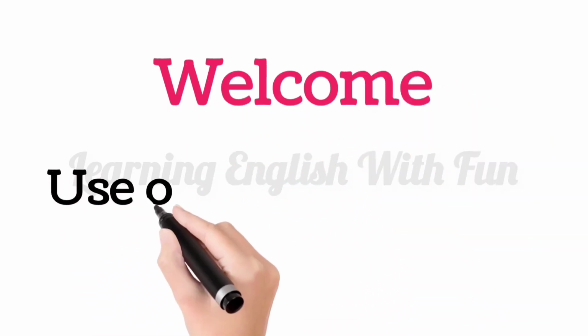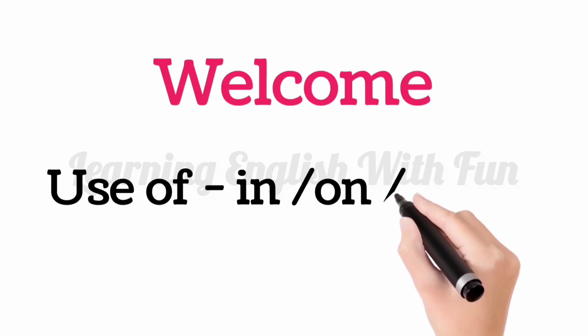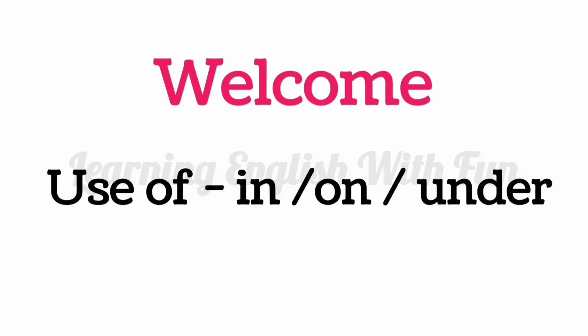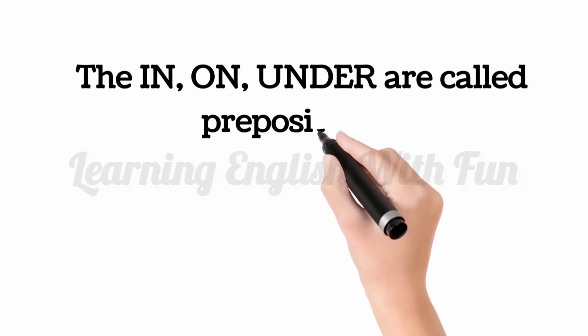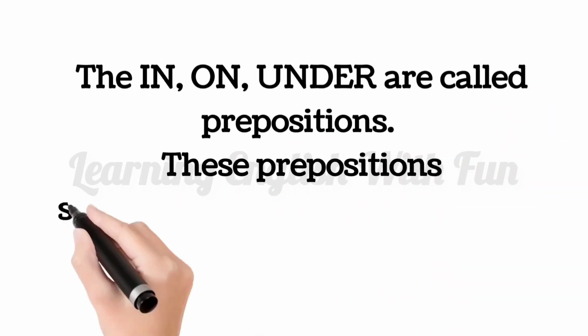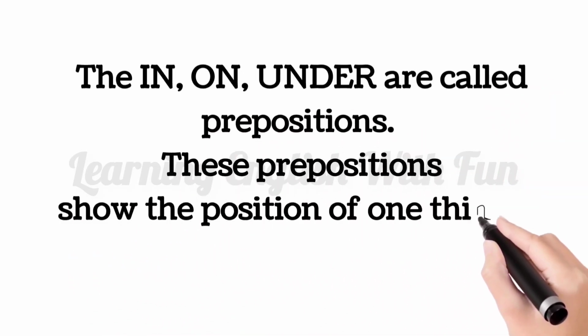Today we will learn the use of prepositions in sentences. The words in, on, and under are called prepositions. These prepositions show the position of one thing in relation to another.